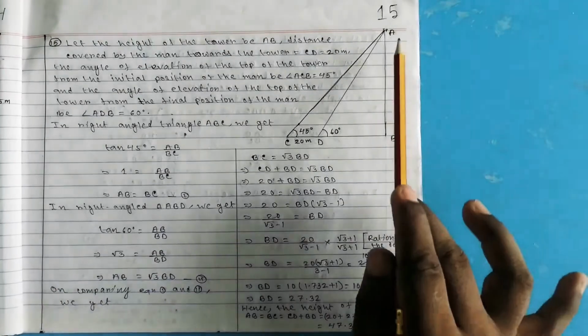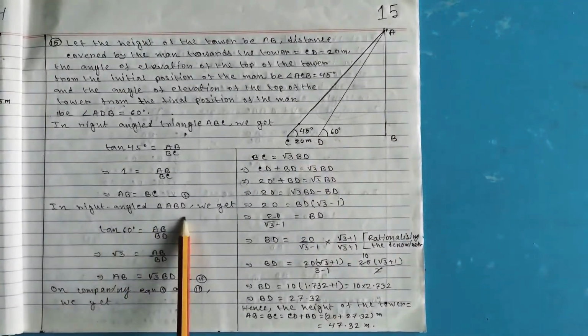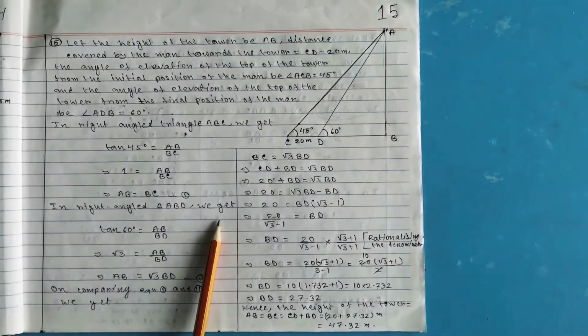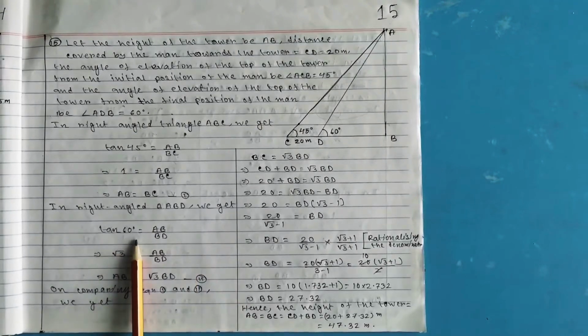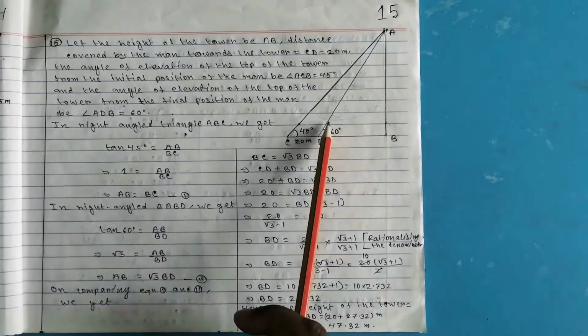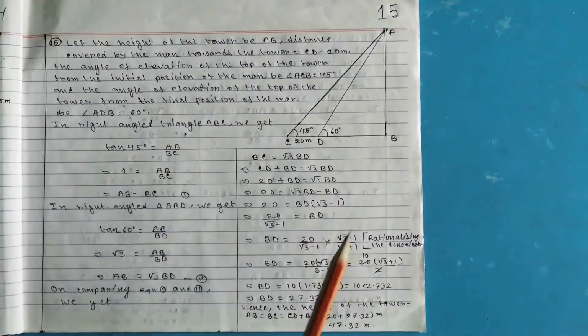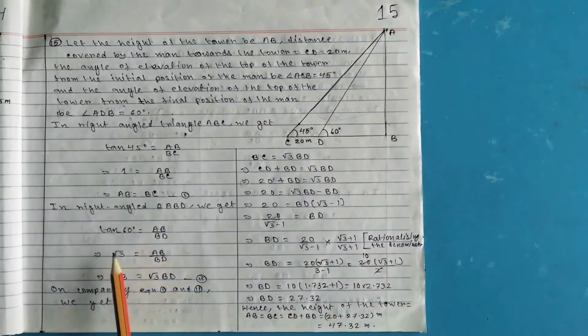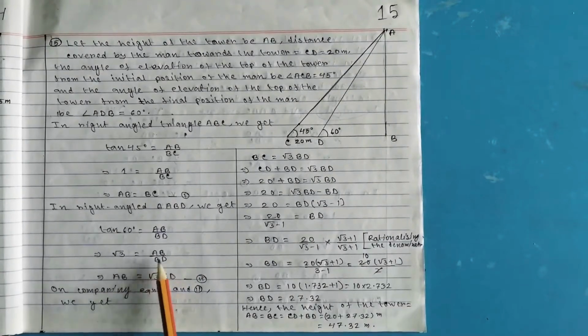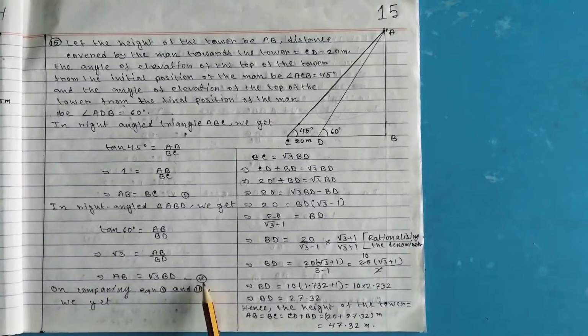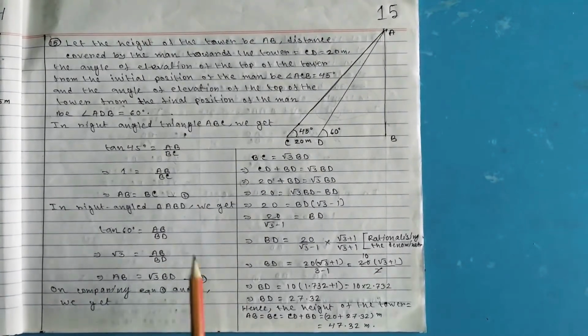Now in the second triangle, that is ABD, in right angle triangle ABD, we get tan 60 degree equals, this is the angle 60 degree, so AB upon BD. So tan 60 means root 3, and AB upon BD. So do cross multiplication, so AB equals root 3 BD. This is the second equation.